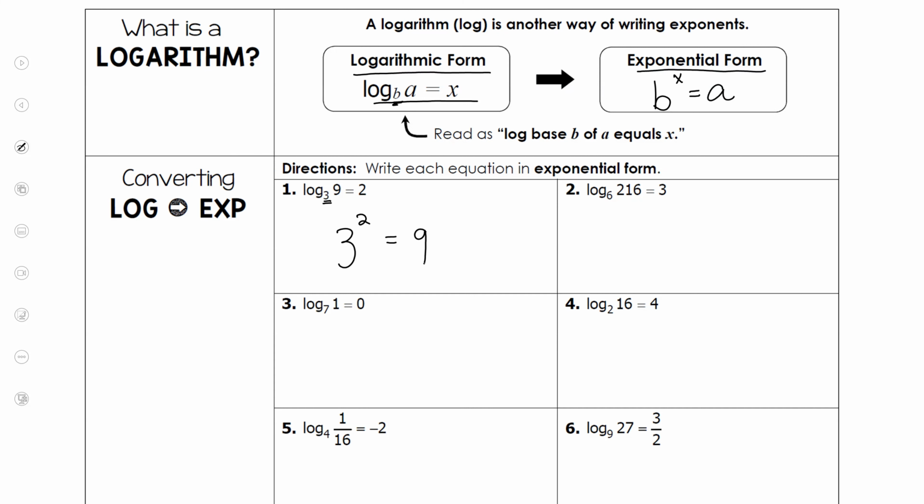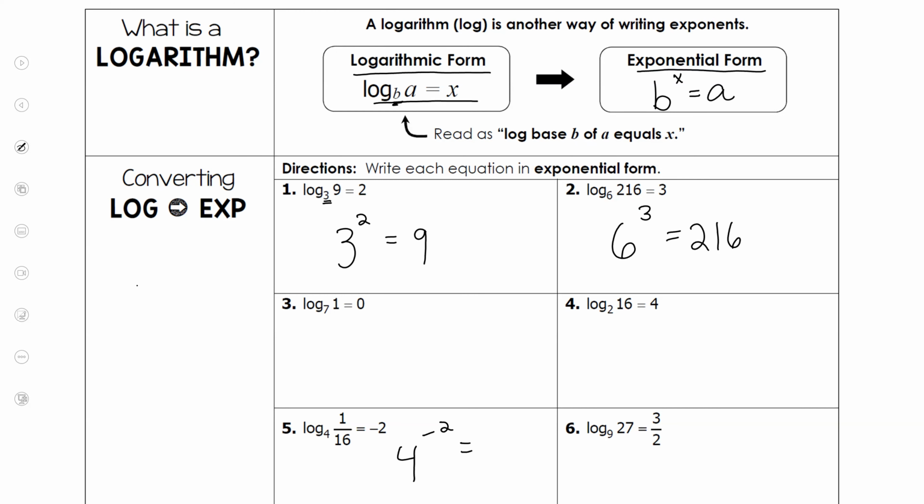Number 2, the base is 6, the exponent is 3. If you multiply 6 by itself 3 times, your answer will be 216. So this is how you write exponents when you're given a log. Let me do a harder example. Let's do number 5. So this is going to say the base is 4, the exponent is -2.